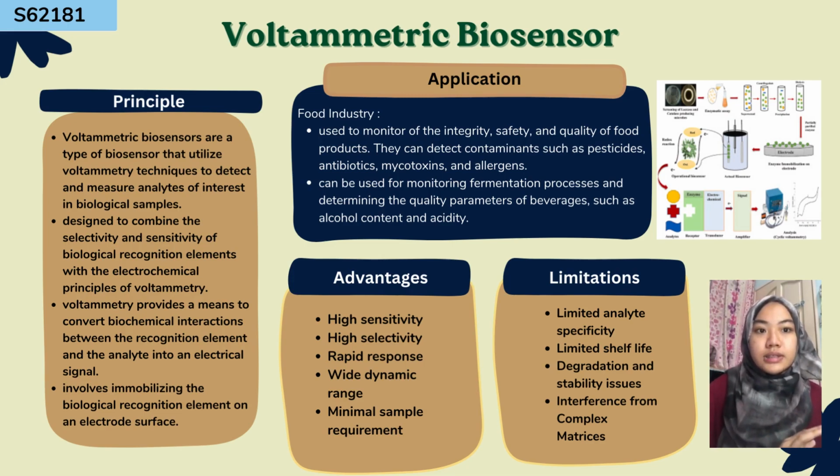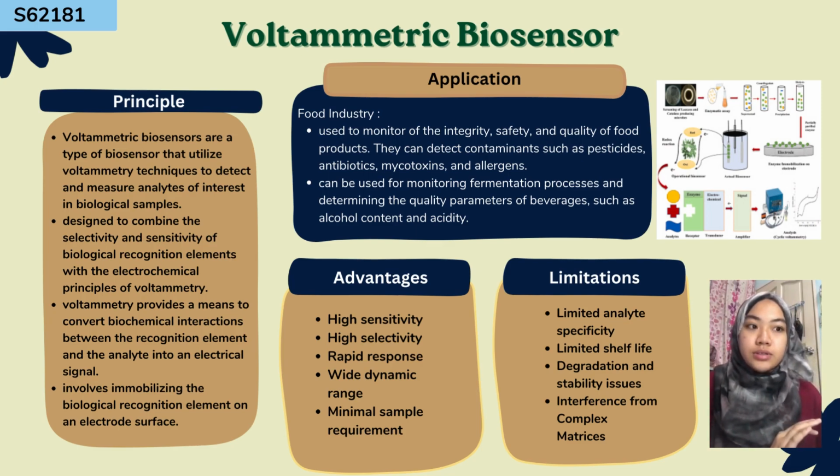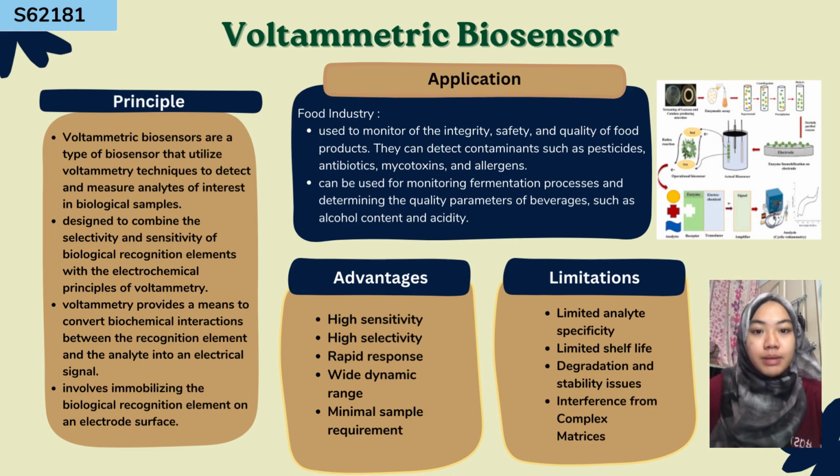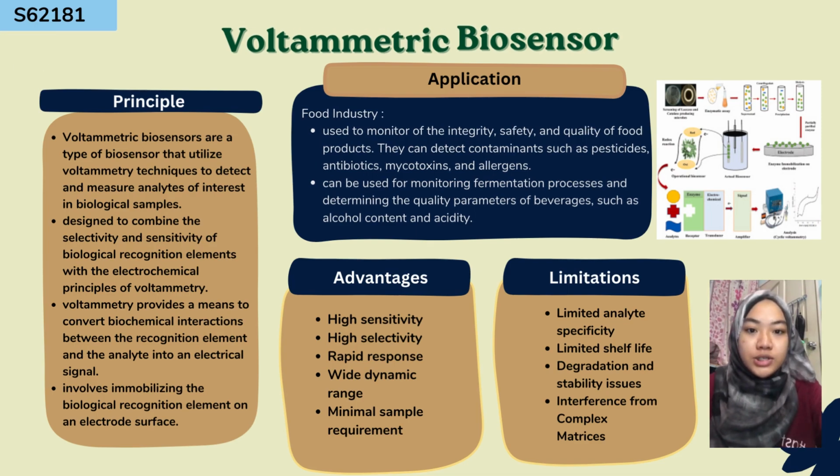They can detect contaminants such as pesticides, antibiotics, mycotoxins, and also allergens. Voltammetric biosensors can be used for monitoring fermentation processes and determining quality parameters of beverages such as alcohol content and also acidity. Next, the advantages of voltammetric biosensors are high sensitivity, high selectivity, a rapid response, a wide dynamic range, and also minimal sample requirements. For limitations, voltammetric biosensors have limited analyte specificity, a limited shelf life, degradation and stability issues, and lastly, the possibility of interference from complex matrices.